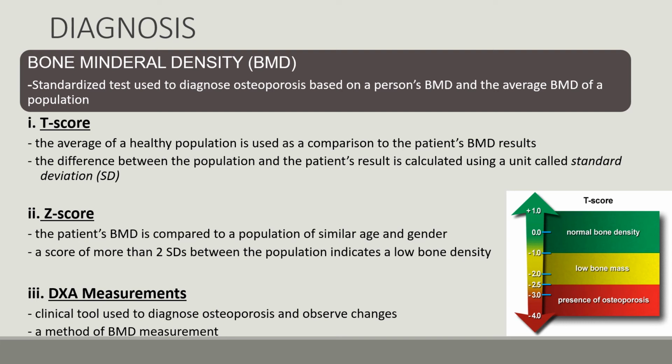We can also use the Z-score, which is basically the same as the T-score. However, a population of similar age and gender is used. A score of more than 2 SDs from the population indicates a low bone density. We can also use the DXA measurements, which was created by the World Health Organization. This is a clinical tool used to diagnose osteoporosis and observe changes over time, and it is a method of BMD measurement.